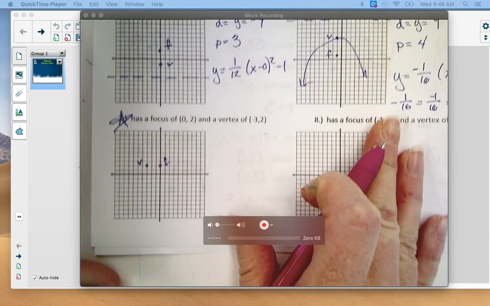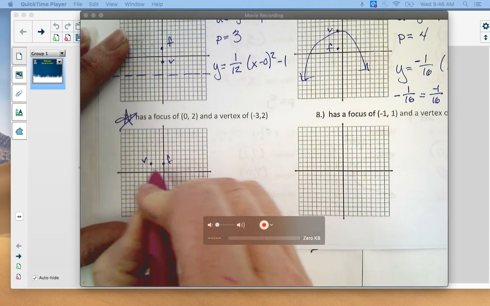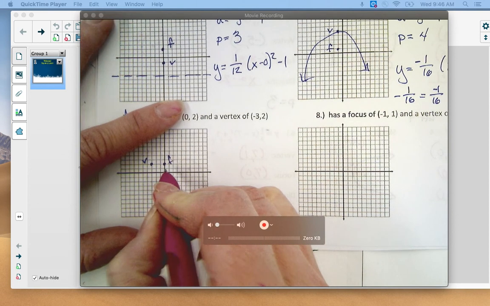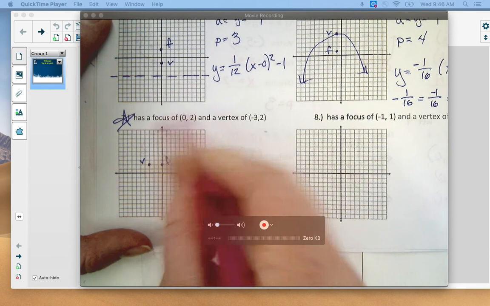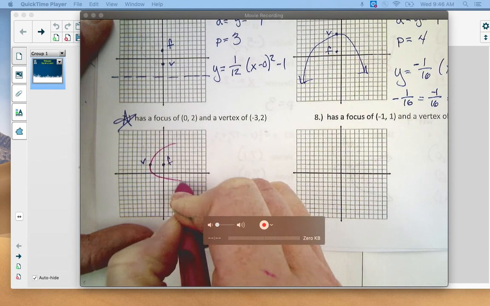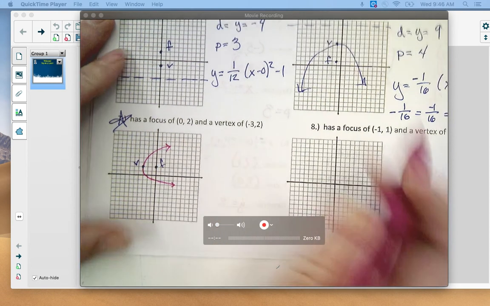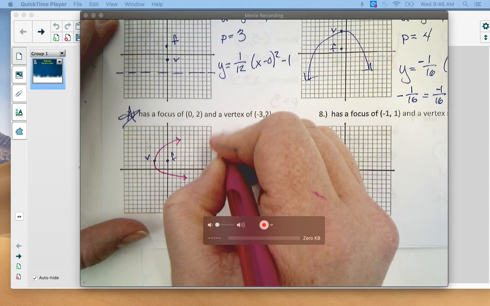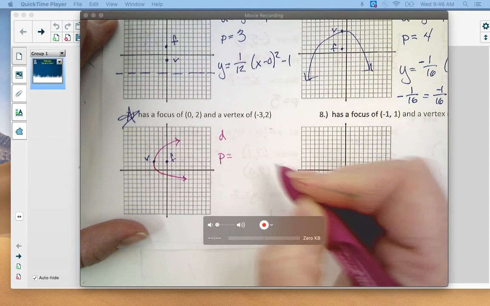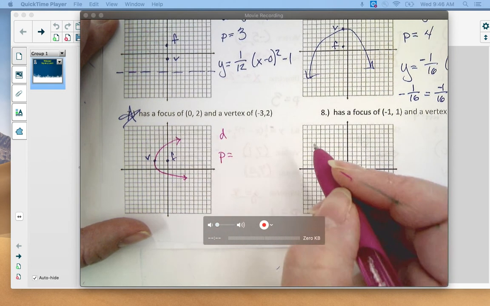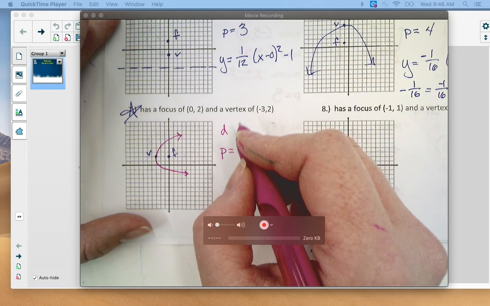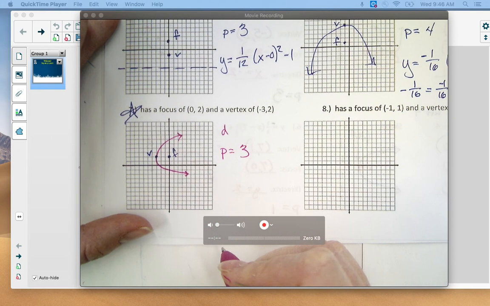All right, then take a look at number 7. I have my vertex and my focus. It's bending around the focal point. So right away, I know it's opening to the right. Do we agree with that? So I need my directrix, I need my focal length. What is your focal length? If you have your vertex and your focus, it's pretty easy to identify. What's your focal length? 3. Do we agree with that?